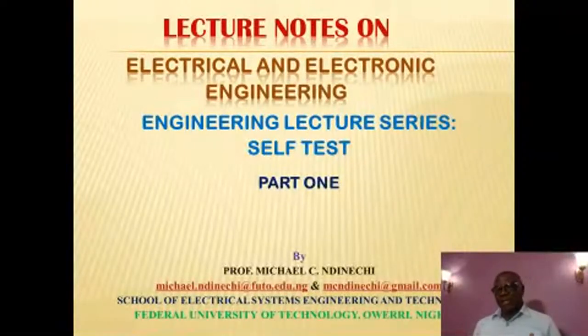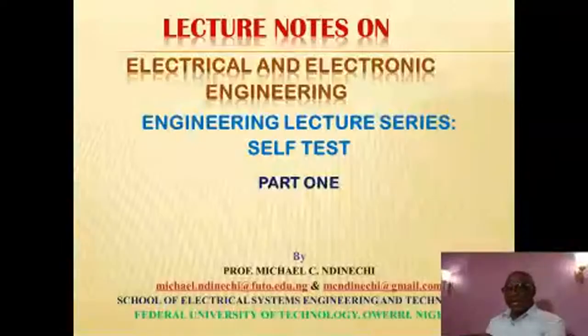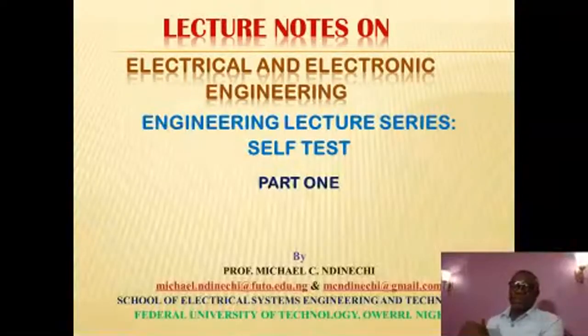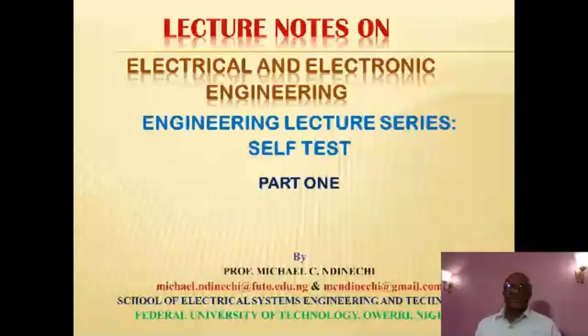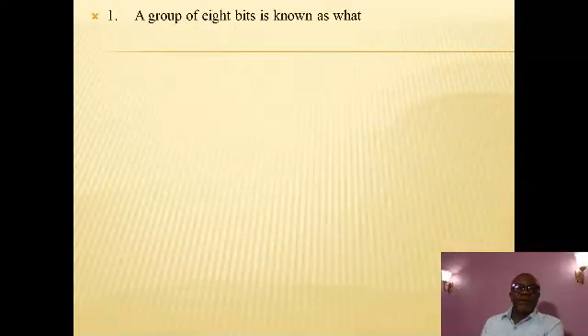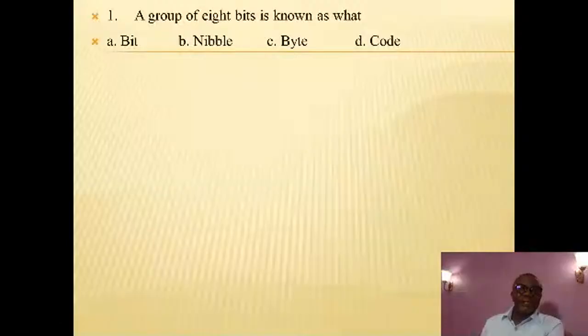So this self-test, as we go on, I'll be able to explain to you why the answer is A or B or C or D. So let's get started. The first question is, a group of 8 bits is known as what? A, bit, B, nibble, C, byte, and D, code.